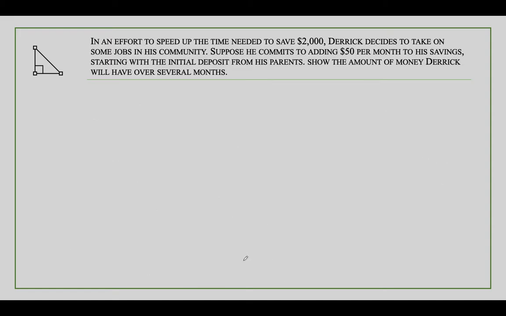In an effort to speed up the time needed to save $2,000, Derek decides to take on some jobs in his community. Suppose he commits to adding $50 per month to his savings. Start with the initial deposit from his parents. Show the amount of money Derek will have over several months. Okay, so let's do it. We're going to just kind of make a table here. We'll have a month, we'll have the equation, and then we'll have the total.